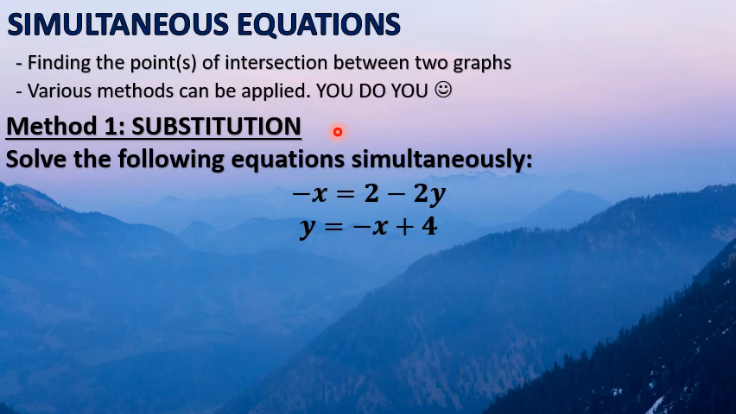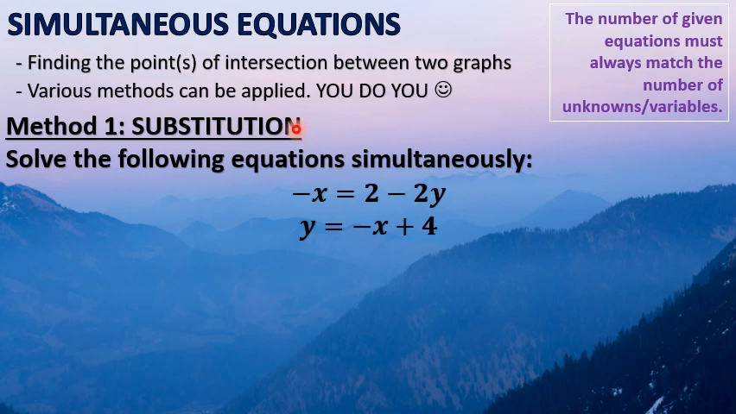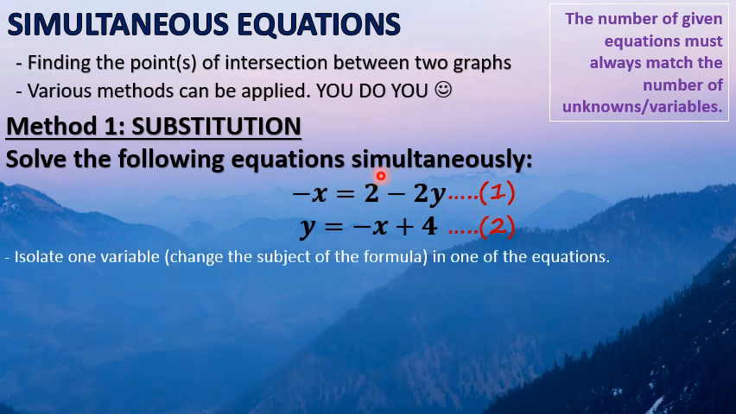One is called substitution. So now we're asked to solve the following equations simultaneously. Now, substitution is what it is. It tells you in its name. Firstly, let's double check that the number of equations matches the number of unknowns or variables. Yes, I see an x and a y, two unknowns, and two equations. You can actually label your equations with a number or letter just to make it simple for you. So I'm calling the equation at the top equation number 1, and the equation at the bottom equation number 2.